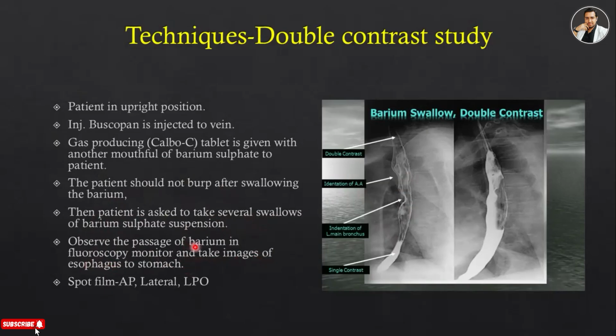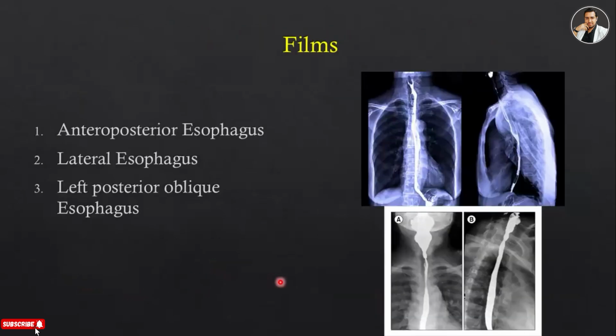So when the patient swallows a calcium tablet and barium sulfate paste, that will make a double contrast in the esophagus. You will see that this is the double contrast, the barium and gas are visible, and here is the single contrast. There is only the barium sulfate powder, and here is the gas mixed with the barium sulfate. And the positions are AP, lateral and left posterior oblique. So these are the films for the barium swallow.